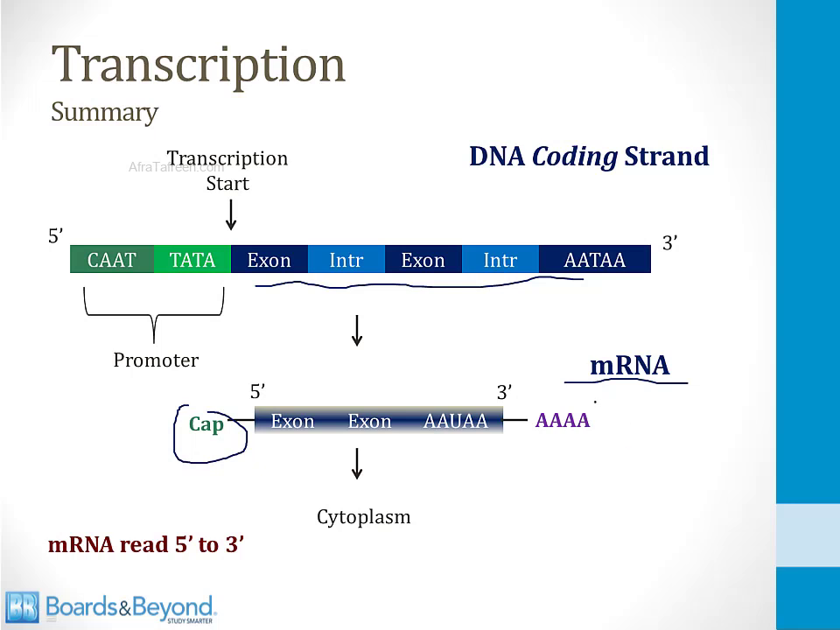A cap would be added, a poly A tail would be added, all the introns would be removed, and once those modifications had occurred the mRNA molecule could move into the cytoplasm. In the cytoplasm, mRNA is translated into a protein, and that's the process we're going to discuss in this video.